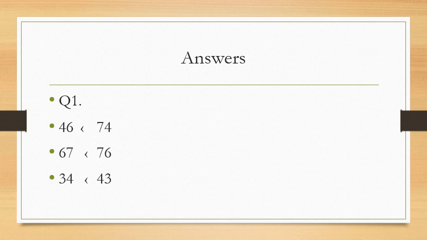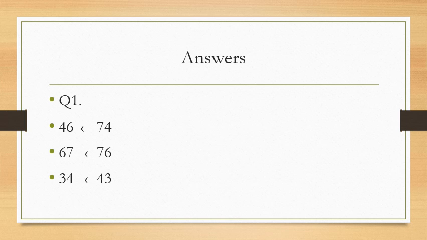Now look at the next part children. Here the numbers are 67 and 76. So children, you will see that 76 is greater than 67. So children, the open side of the sign points towards the greater number, that is 76, and the closed side of the sign will point towards the smaller number, that is 67.